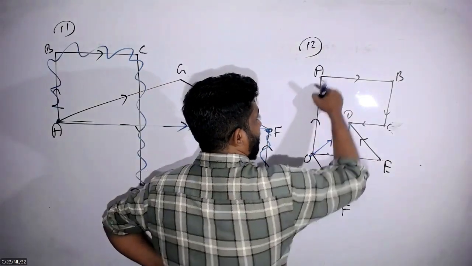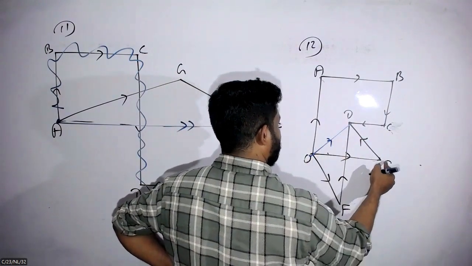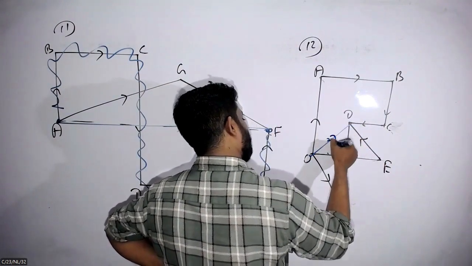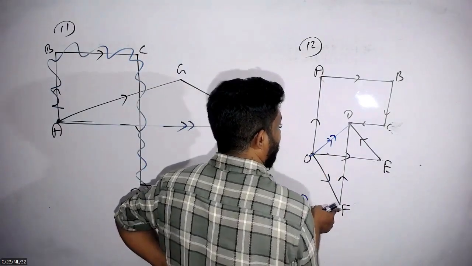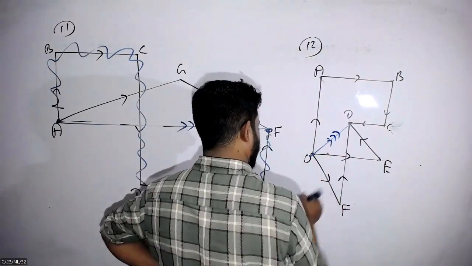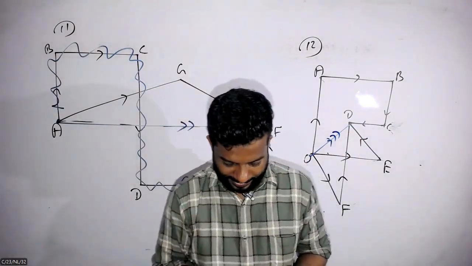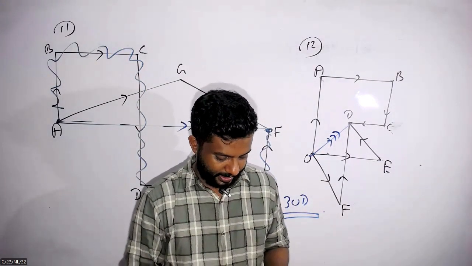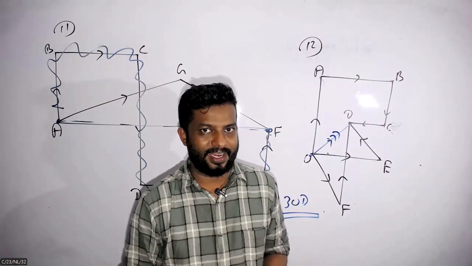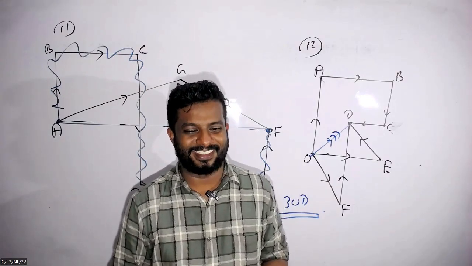Look here, children, from here one OD comes. Then OE plus ED, again OD. Again OF plus FD, OD. Then the answer is 3OD. Right, Bude? Today I will explain question number 13, 14, 15 and 16 in your theory class. Let me explain the last 4 questions, right?